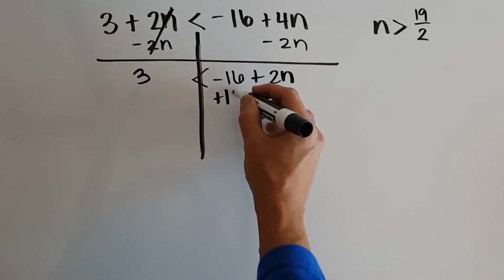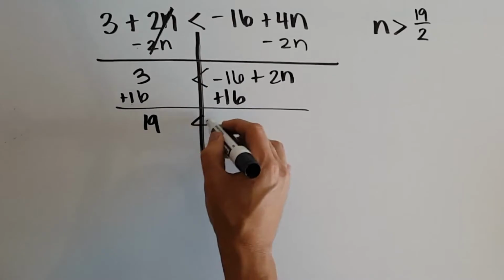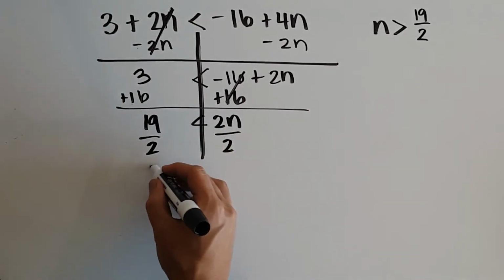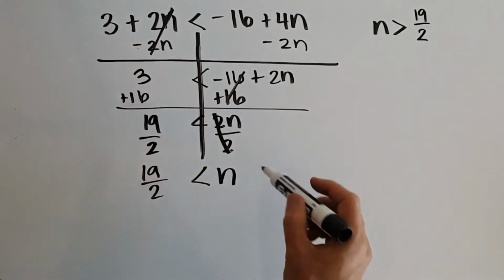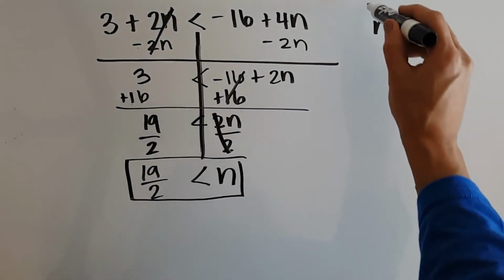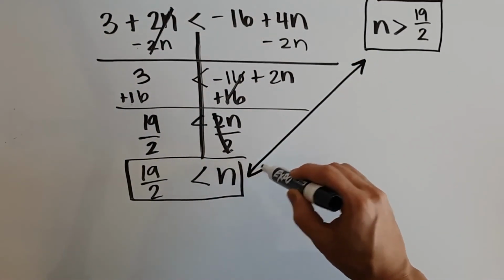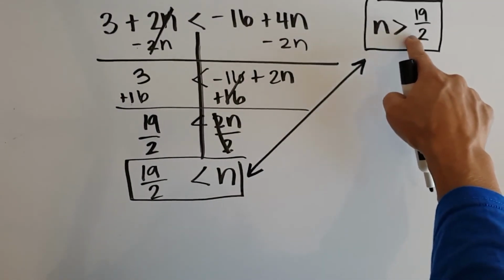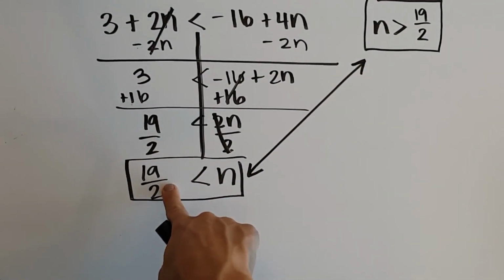We're going to add 16 to both sides. We get 19 is less than 2n. Divide by 2, just like we did before, so we get 19 halves is less than n. So when I did it this way, I got this answer. Well, if you look, this is the answer I got the first time when I had to switch the inequality symbol because I divided by a negative. Those actually say the same thing. n is greater than 19 over 2. Well, n is greater than 19 over 2.